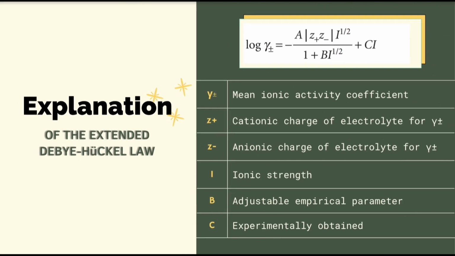So here's the explanation of the extended Debye-Hückel law formula. Gamma plus-minus stands for the mean ionic activity coefficient. Z plus and Z minus stand for the charges of the electrolyte: Z plus is the cationic charge, while Z minus is the anionic charge. I stands for the ionic strength, B stands for the adjustable empirical parameter, and C stands for the value that is obtained experimentally.